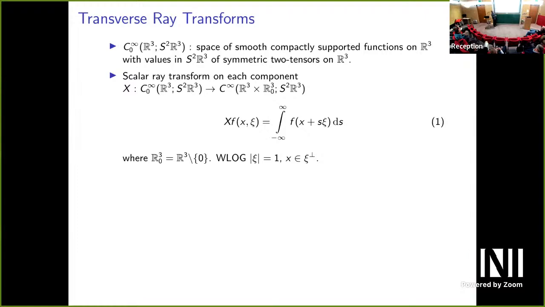is just the integral along the line. It's just a function. The line is x plus s times psi, and we integrate over s. So we integrate along the line through x in the direction psi. So that's just the scalar X-ray transform.